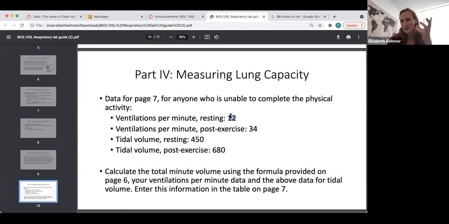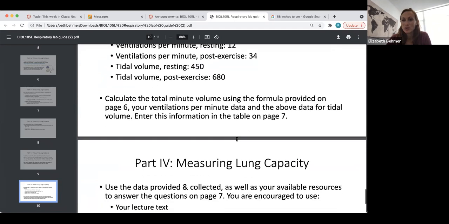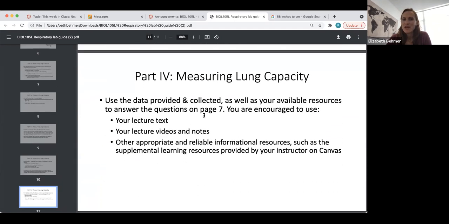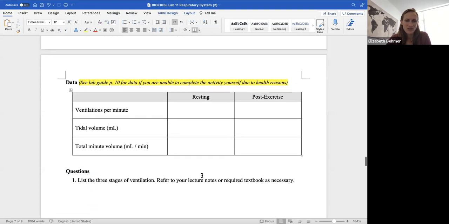Again, a ventilation is an in and an out, and that's 1 ventilation. You can count in and out breaths, in and out 1, in and out 2. You can put your timer on for 15 seconds, and then multiply by 4 to get ventilations per minute. Ventilations per minute post-exercise, you'll notice you breathe more after you're exercising, and tidal volume resting and tidal volume post-exercise. You can use this data as you fill out that worksheet too, and then you'll calculate the total minute volume. You'll then use the data provided and collected as well as other resources to answer the questions on page 7, and that kind of gets us through the end of the lab.